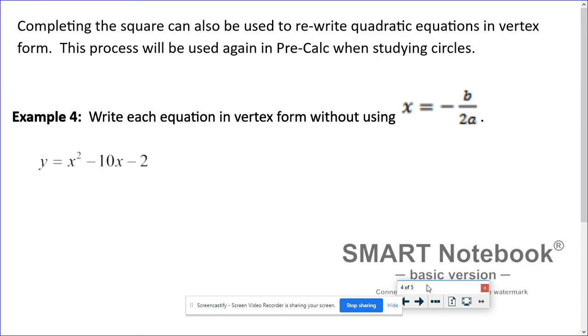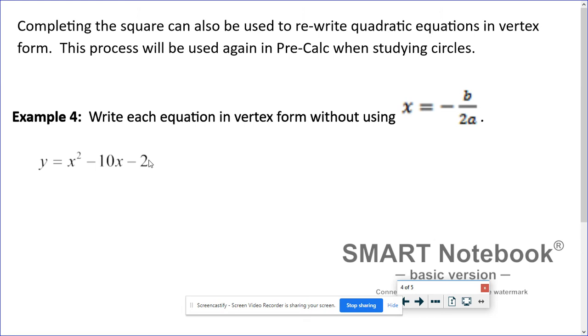All right, second part of the objective was using completing the square to rewrite an equation. So completing the square can be used to rewrite quadratic expressions into vertex form. And this, like I said, this process will be used again in pre-calc when you're studying circles. So we did learn way earlier in the chapter how to take a standard form equation and rewrite it in vertex form, using the opposite of b over 2a to get the x-coordinate of the vertex, and then you substitute back in, you get the y-coordinate of the vertex, and then put it all together.